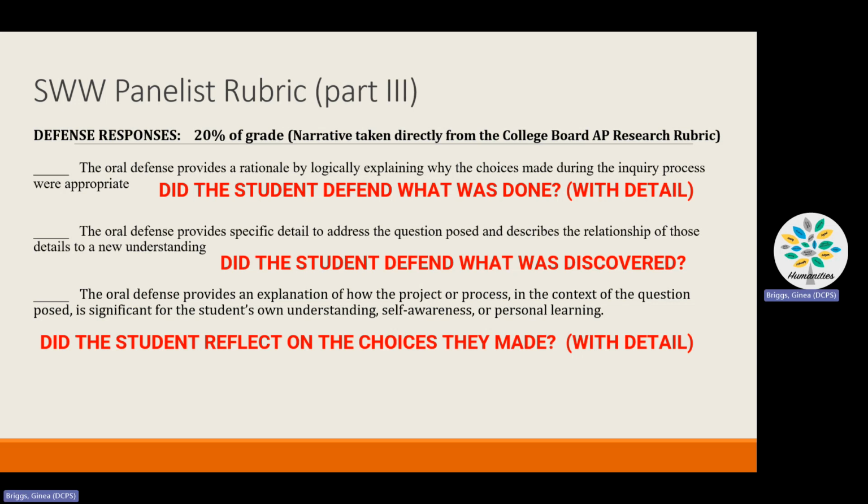The third part of the rubric is about their defense responses and is also worth about 20% of their presentation score. For this section, the narrative that you see on the rubric is taken word for word from the College Board. I wanted to make sure that there was ease of connection for the skills that students had to present to me on the College Board rubric with the School Without Walls rubric. So the three portions are about whether their answers provide a rationale for their decisions.